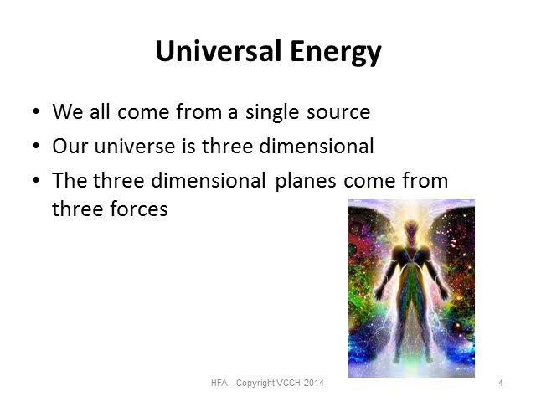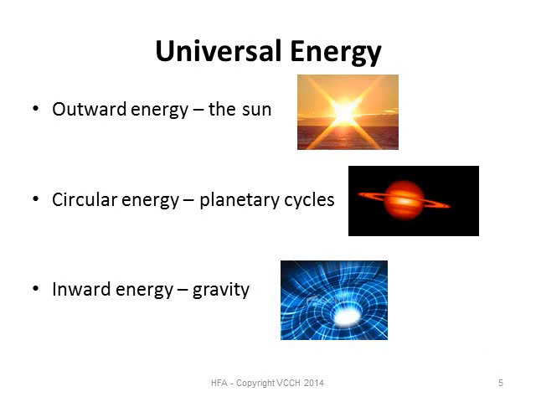When we look at universal energy, we know that we all come from a single source. However, we also recognise that the universe is 3-dimensional. The 3-dimensional planes of that 3-dimensional universe come from 3 specific forces. There are 3 universal energies that we are instantly familiar with. Outward energy as represented by the sun, circular energy which we see in the planetary cycles and the cycles of the seasons, and inward energy as represented by gravity.